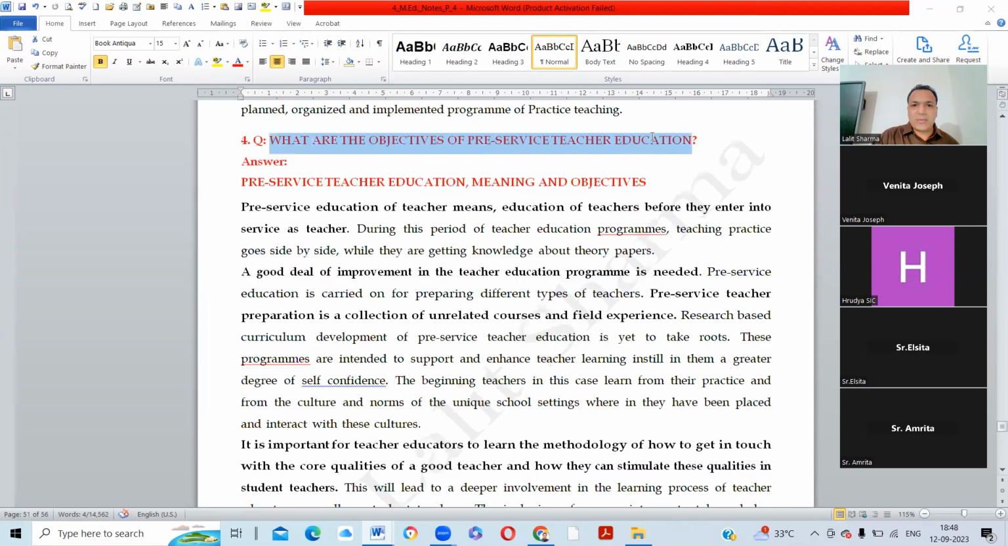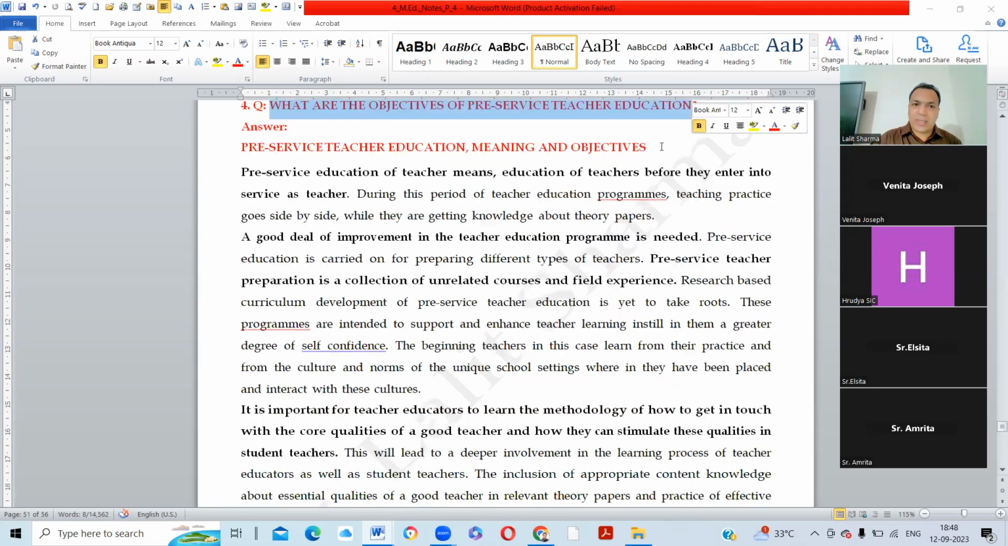Next, what are the objectives of pre-service teacher education? Pre-service teachers are the prospective teachers. They are those persons who are already doing the B.Ed or M.Ed or any education courses, right?